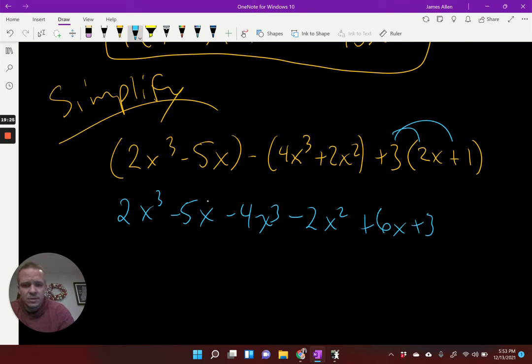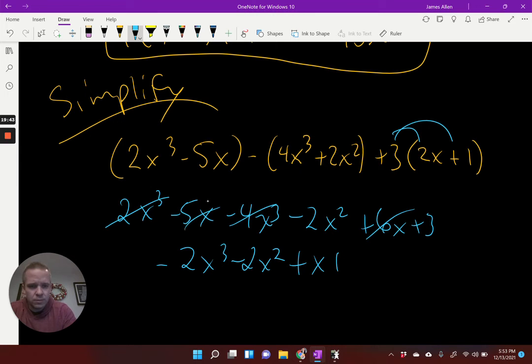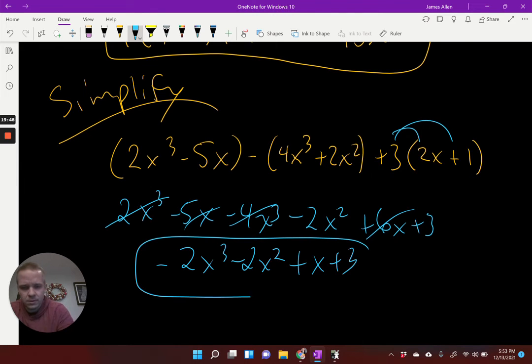So I have 2x cubed and negative 4x cubed is negative 2x cubed. And then, so those guys are gone. Now, nothing goes with my quadratic, so that's good. And then I have negative 5x and positive 6x. So that's plus x, and then I've got plus 3. There it is. Done. Be very careful distributing those negatives. That's really overall a pretty straightforward problem, I'd say.